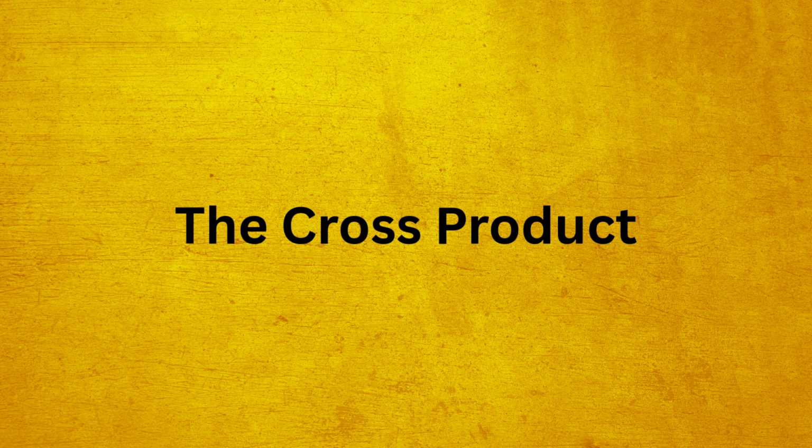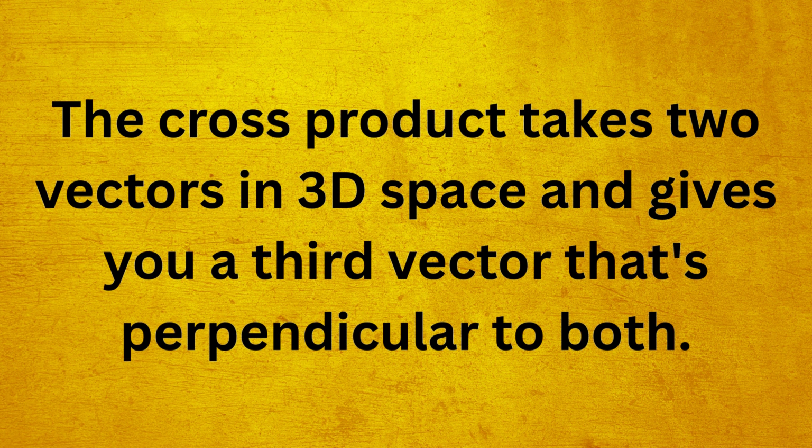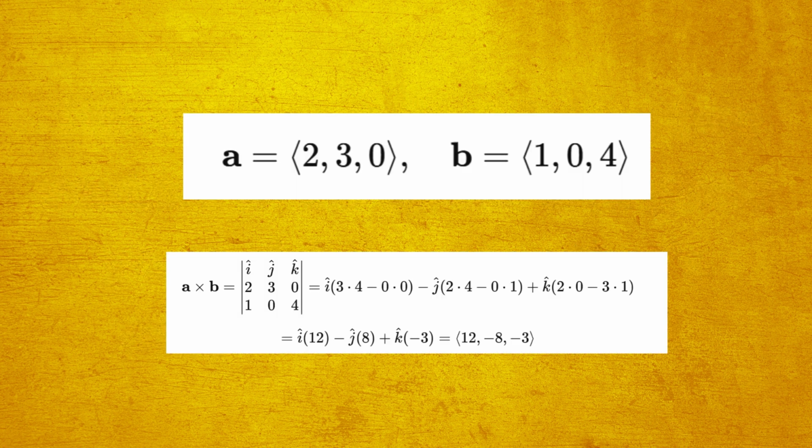Ever wonder how two vectors can create a new one that points straight out of the plane? That's the magic of the cross product, and it literally gives direction. The cross product takes two vectors in 3D space and gives you a third vector that's perpendicular to both. Let's solve a cross product in under a minute.